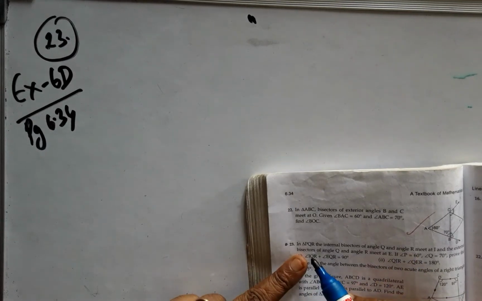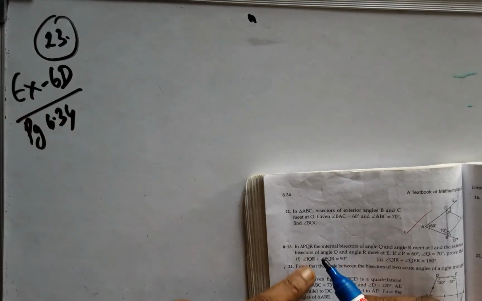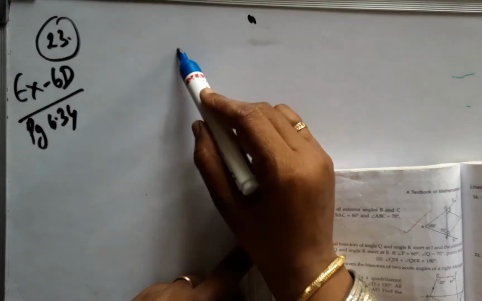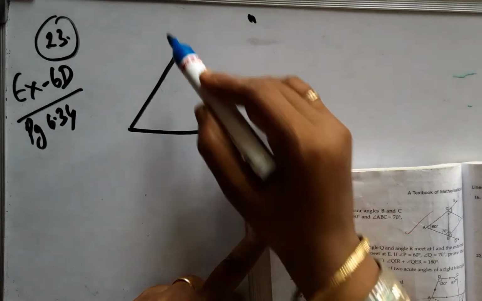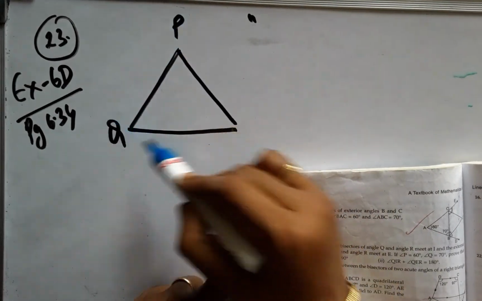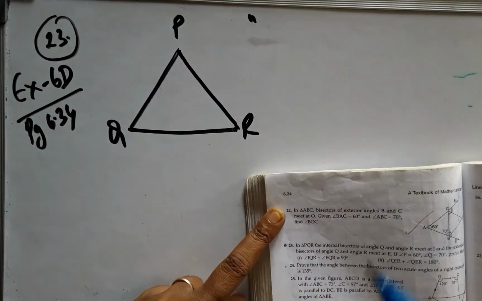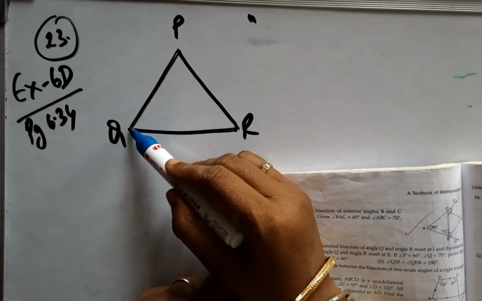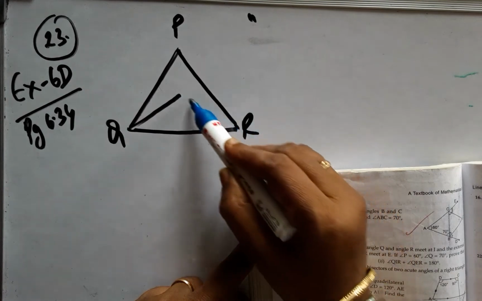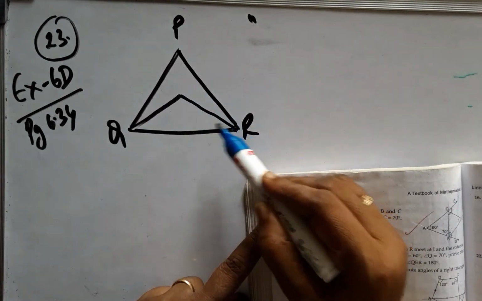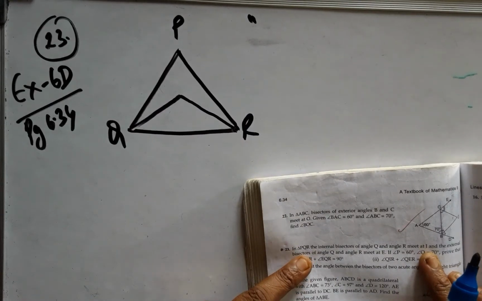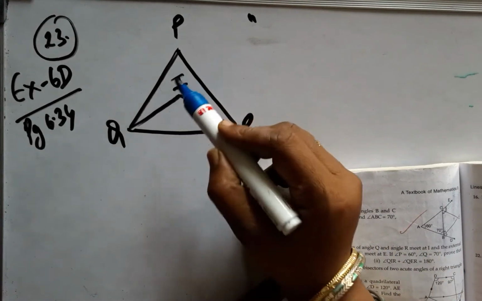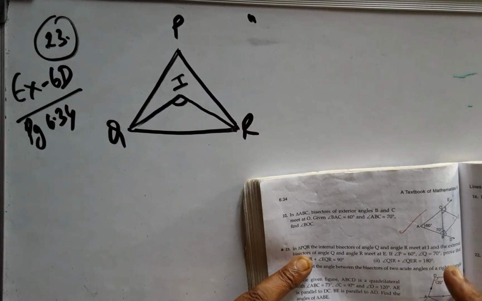Question number 23, Ratnasagar, exercise HD says, in triangle PQR, there is no diagram and you have to visualize the diagram. Triangle PQR. Internal bisectors of Q and R, bisector of Q and bisector of R. Internal, that is inside the triangle. Meet at I. So the meeting point is I.